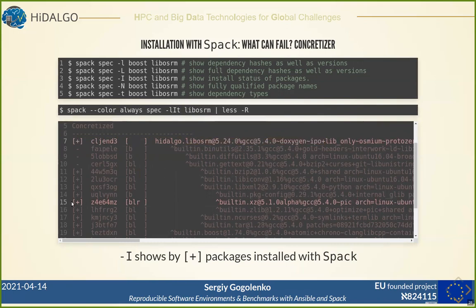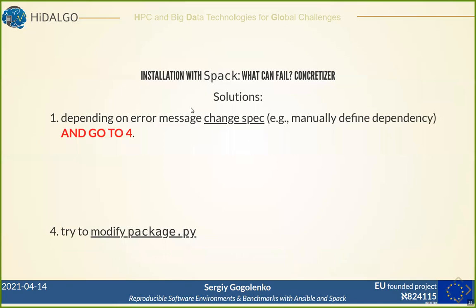For example, here you see that we have the dependency xz, and you have the information that it was also installed. You see its hash, and you see what this dependency is used for. In this case, it's used for building, linking, and running the LibSRM library.